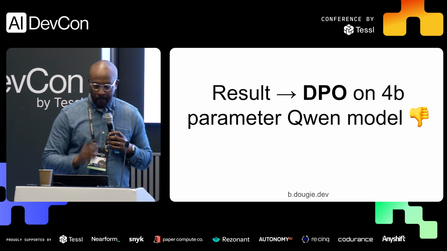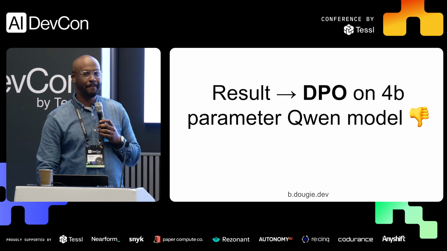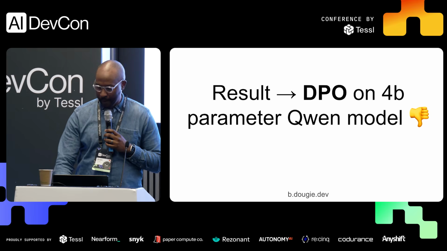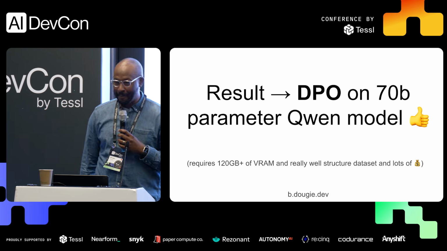So results: DPO on a 4 billion parameter model, not good, not even worth it, don't even try. It's going to be expensive, like you'll probably spend $1,000 a week in compute just to get something that doesn't even work. On a 7 billion parameter model, yeah, go for it, but also very expensive.